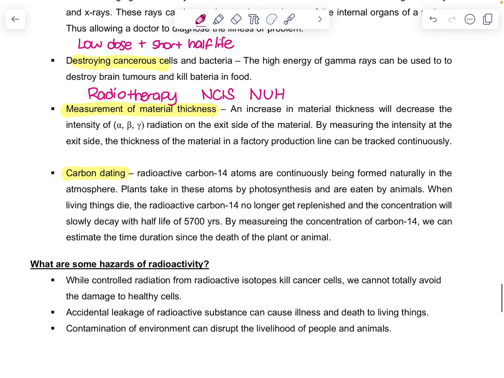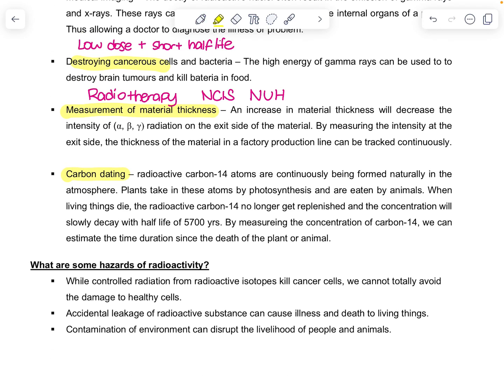So what are the hazards of radioactivity? We said that with a controlled amount we can kill cancer cells. However, it does damage healthy cells that are near the cancer cells. And leakage of radioactive substances can cause illness and death to living things.